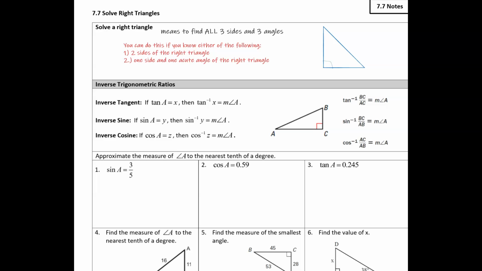So, if we have a right triangle, looking like this one, and I know that this, let's say, is 3 and this right here is 5, then what we can actually do is we can now find the angles in there. Now, it's a process that we've never looked at before, but as you can see in the next part of the notes, it's called inverse trigonometric ratios.